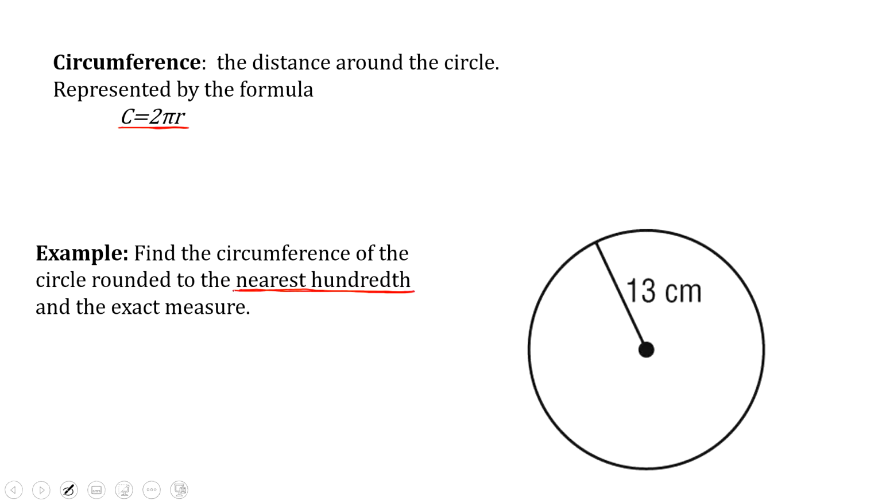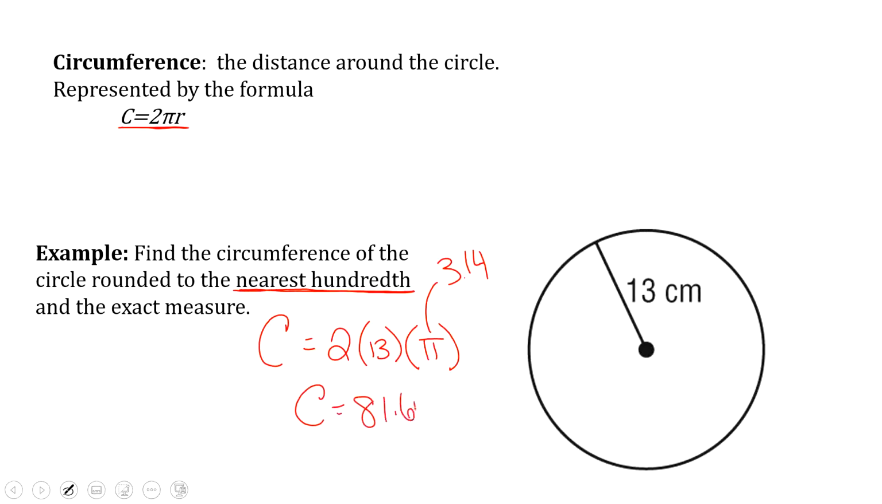So in our example here, we're looking for the circumference of the circle rounded to the nearest hundredth. So I know my circumference is just going to be 2 times my radius, 13, times pi. Again, like we always say, if you're going to use an estimate of pi, use 3.14. It's the easiest one to use. Everybody knows it. So all you're doing to find the circumference here is 2 times 13 times 3.14. And you'll find that the circumference for this circle is 81.64 centimeters.